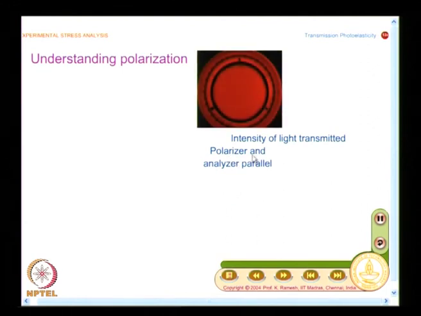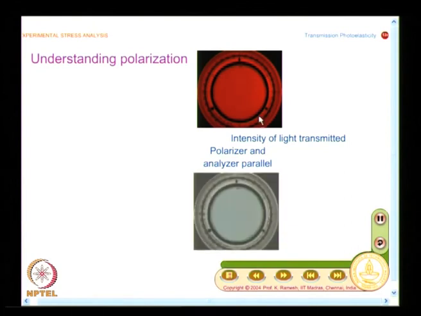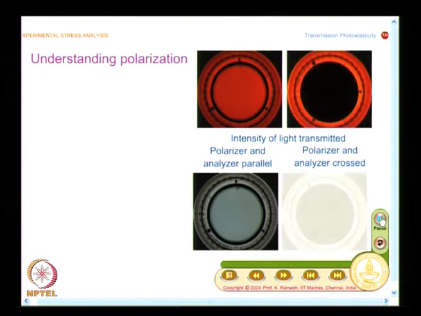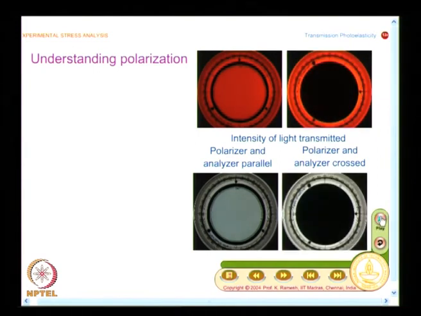What I have is polarizer and analyzer parallel. So, light is transmitted, whether it is a monochromatic or white light source. And when polarizer and analyzer are crossed, the entire field is dark. I have a protractor on the polaroid sheet, so you will also know the angular orientation. Here the background is bright, and here the background is dark, and a similar thing happens in this.